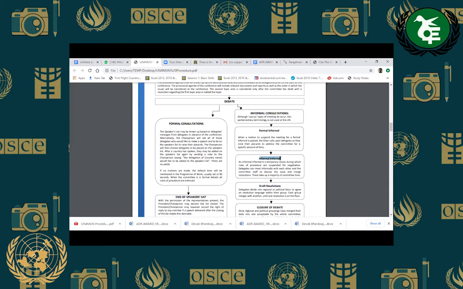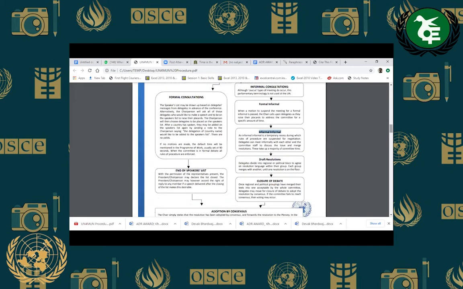Those are the two motions which you can raise during formal consultations. If you don't want to have formal consultations anymore, you can raise a motion for a formal informal, specify the topic and discuss that, or an informal and take a break. In both cases, you need to raise the total time period. We won't ask for individual speaker time, because that's not how it works in UN format. Ideally, if 20 minutes are given and there are 20 people in committee, to ensure everyone speaks, you give a minute.